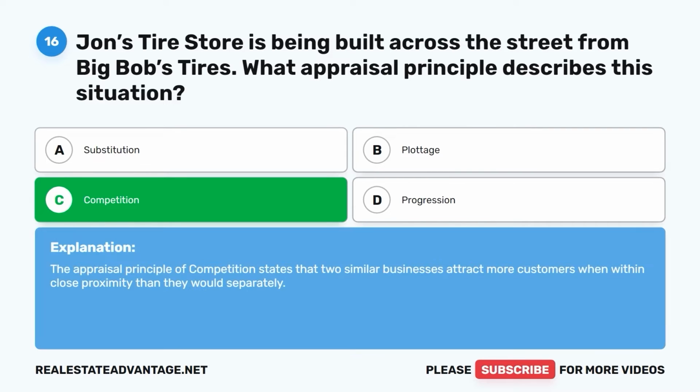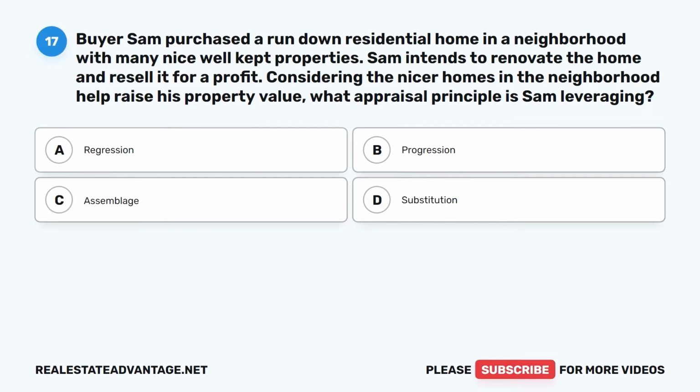Competition. The appraisal principle of competition states that two similar businesses attract more customers when within close proximity than they would separately. Question 17. Buyer Sam purchased a rundown residential home in a neighborhood with many nice, well-kept properties.